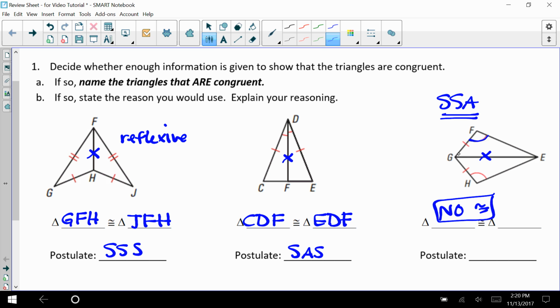So yes, if we knew that these smaller angles were congruent in here, then we could prove through angle, side, angle, but we don't know that. So you can't just draw anything that you don't know.